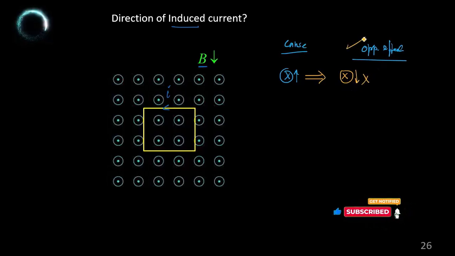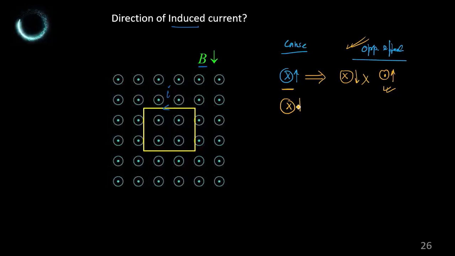Why? Because in opposing effect, no parameter can be decreased. I cannot decrease this cross magnetic. What I can do, I can increase the dot magnetic. So increasing dot is nothing but the decreasing cross. Increasing dot is nothing but the decreasing cross. So cross increment is nothing but the opposing effect, the dot increment. So if I decrease the cross, then the opposing effect is cross increase, and that is possible.